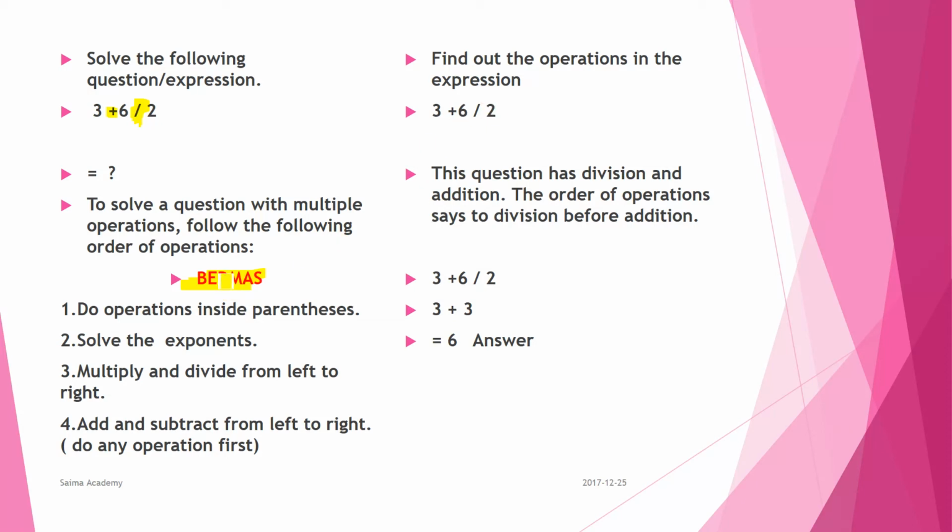So first is the division here. 6 divided by 2 is 3. So it will be 3 plus 3, and then the addition, and the answer is 6.